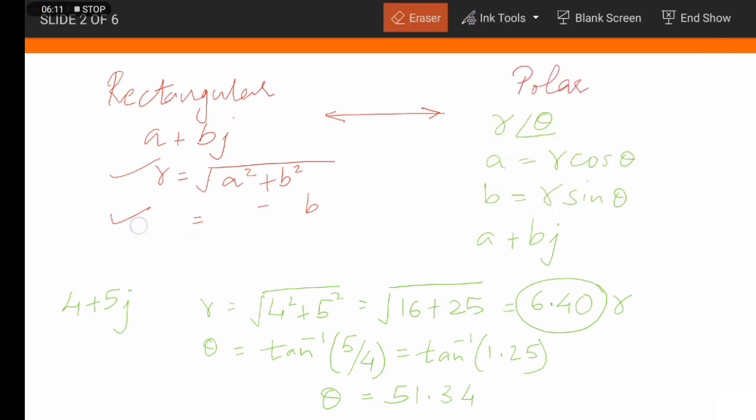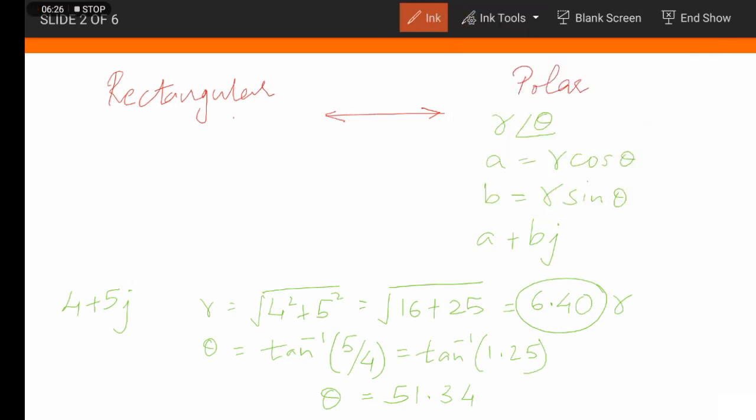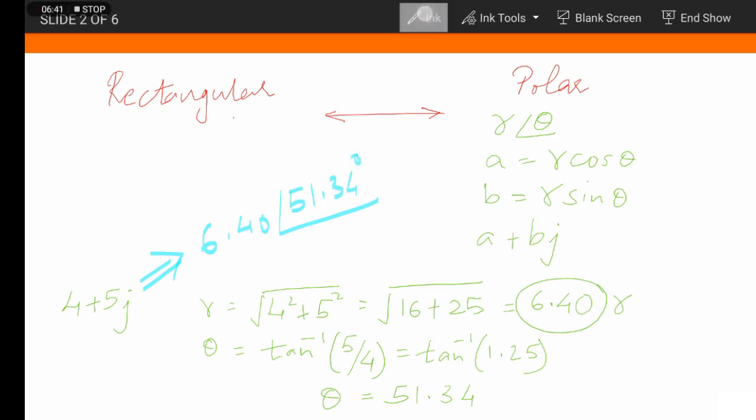So how do I represent this signal? Not signal. Signal is actually occupied all over in my mind that I always say signal, signal, signal. So this becomes equal to 6.40 with angle 51.34. This is how it is represented, degrees of course.